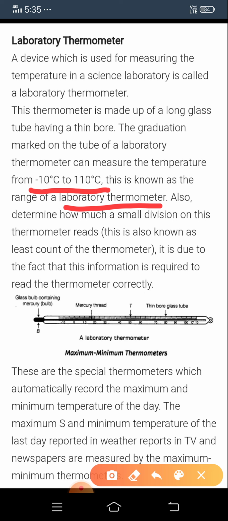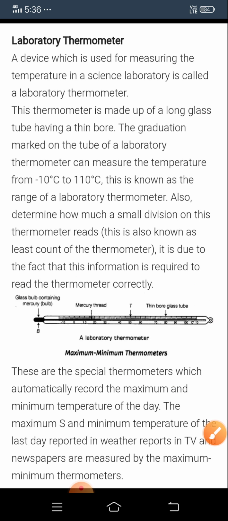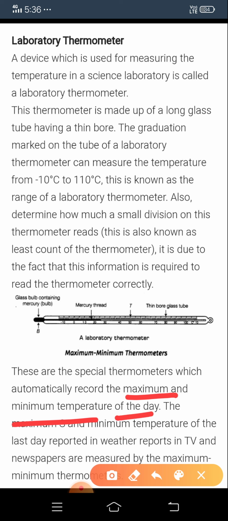The small divisions on the thermometer scale determine the thermometer reading, and this information is required to read the thermometer correctly. Like the small lines on your school scale, there are small lines on the thermometer. There are also special thermometers which automatically record the maximum and minimum temperature of the day.